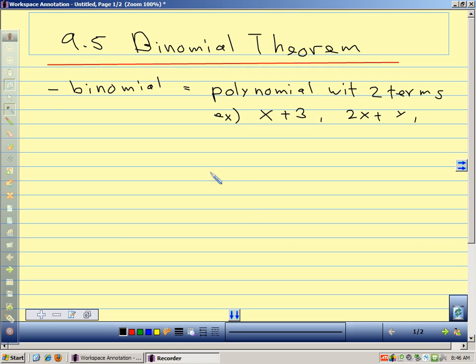And with the binomial theorem, we're looking to get binomials raised to a power. So we're looking at binomials, things like x plus y to the n power. And we want to figure out what that looks like if we raise this binomial to certain powers. So what mathematicians did in the past was just start raising binomials to powers and see if we can come up with a pattern.